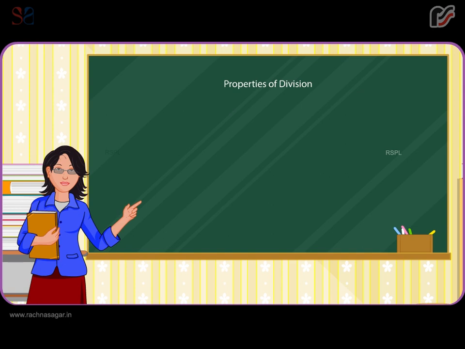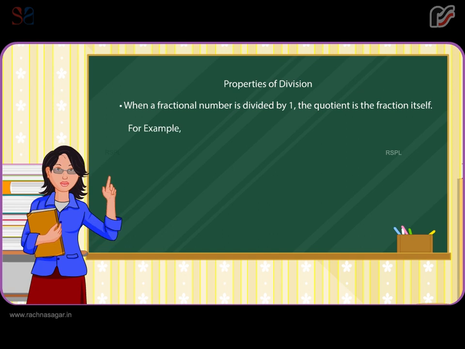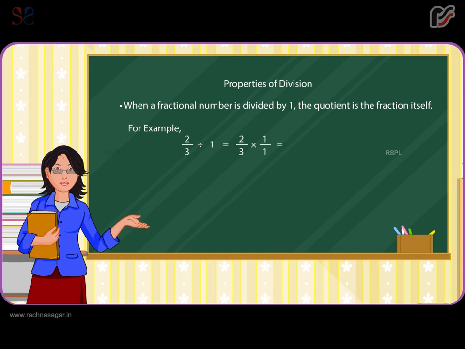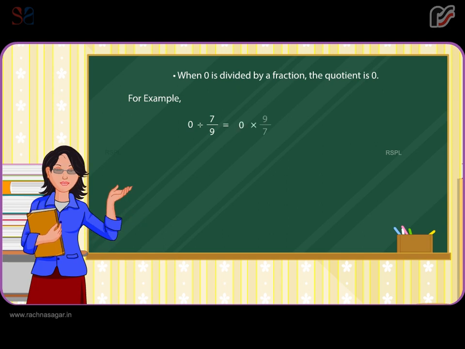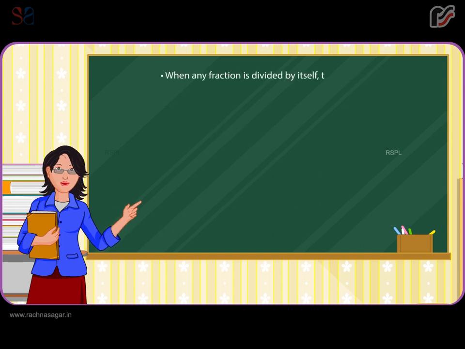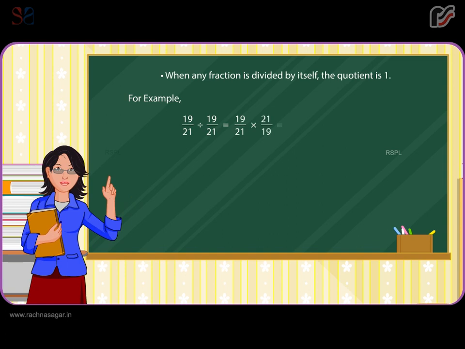Properties of division. When a fractional number is divided by 1, the quotient is the fraction itself. For example, 2/3 divided by 1 is equal to 2/3 multiplied by 1, which is equal to 2/3. When 0 is divided by a fraction, the quotient is 0. For example, 0 divided by 7/9 is equal to 0 multiplied by 9/7, which is equal to 0. When any fraction is divided by itself, the quotient is 1. For example, 19/21 divided by 19/21 is equal to 19/21 multiplied by 21/19, which is equal to 1.